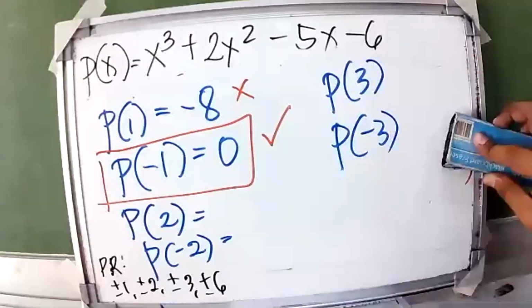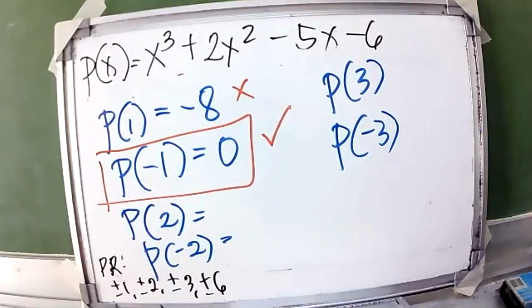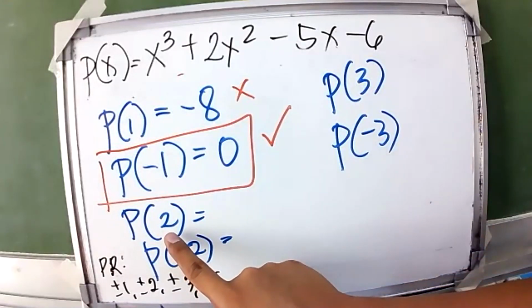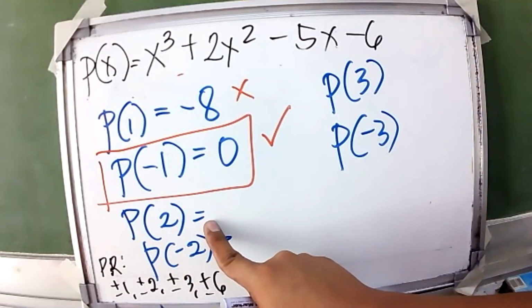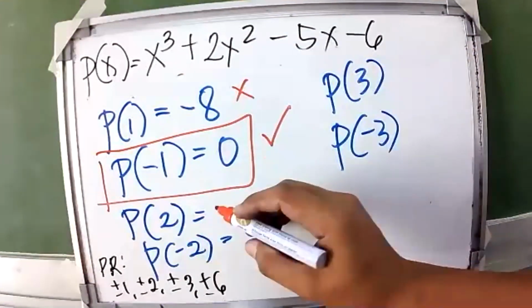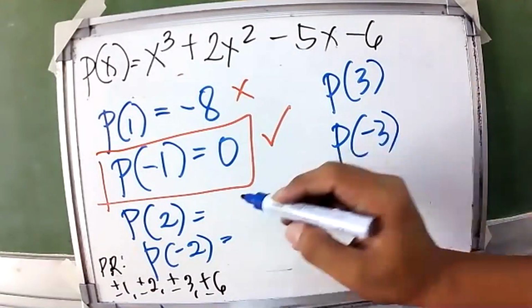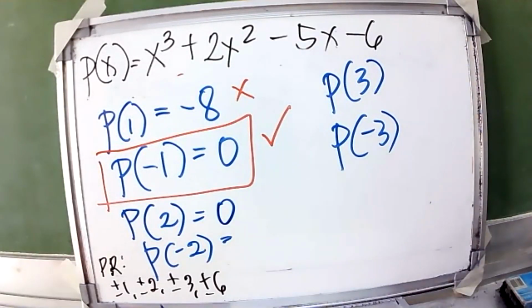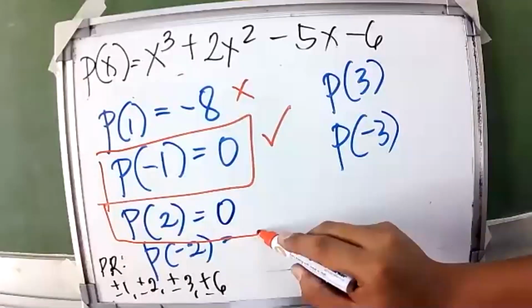So all you need to do is to find which are zeros here. So, P of 2, is this a 0 or not? Is this a 0 or not? P of 2, yes, it's equal to 0. So therefore, we can use this for our factor later.